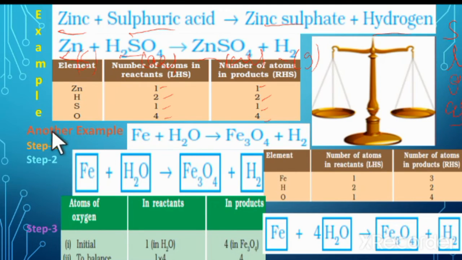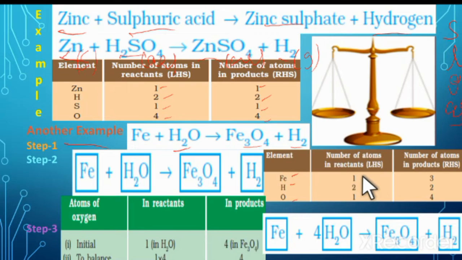If we consider another example, in this case iron is reacting with water to form Fe3O4 and hydrogen gas. So this is the skeletal chemical equation. Now in step 2, we have to take each element in a box and check each element in the reactant side and product side. So here the iron, hydrogen and oxygen elements are present.